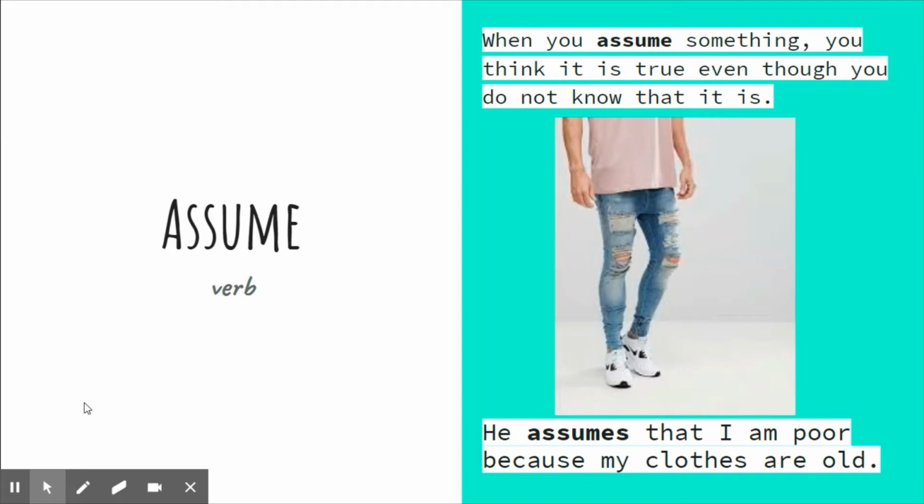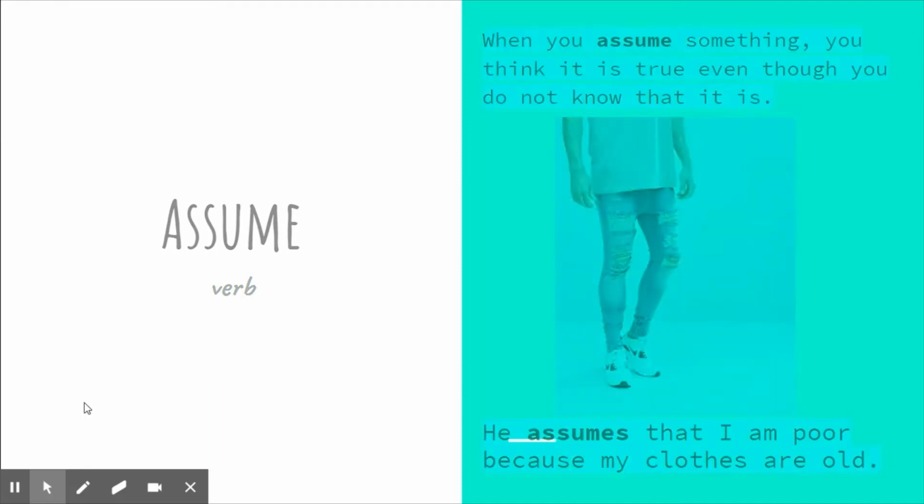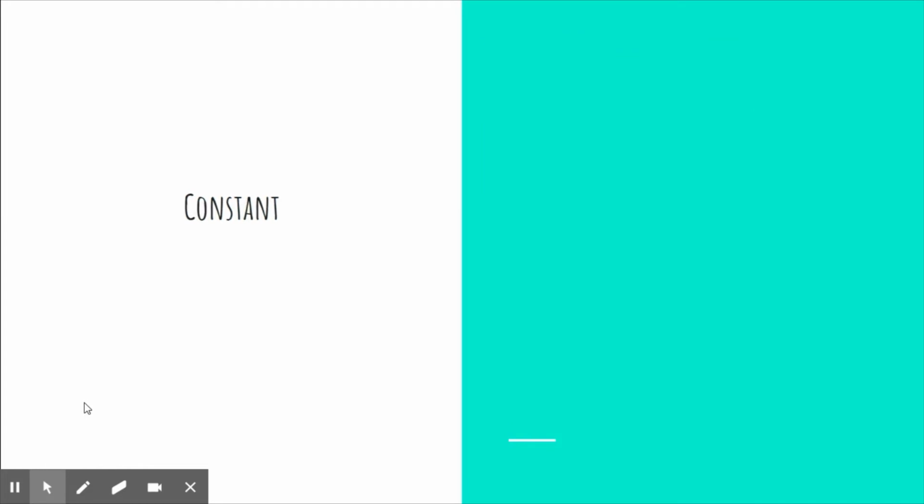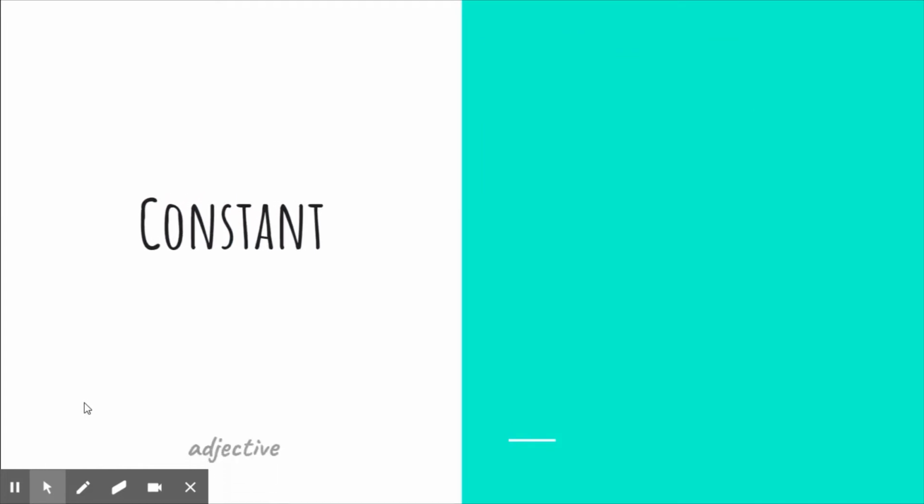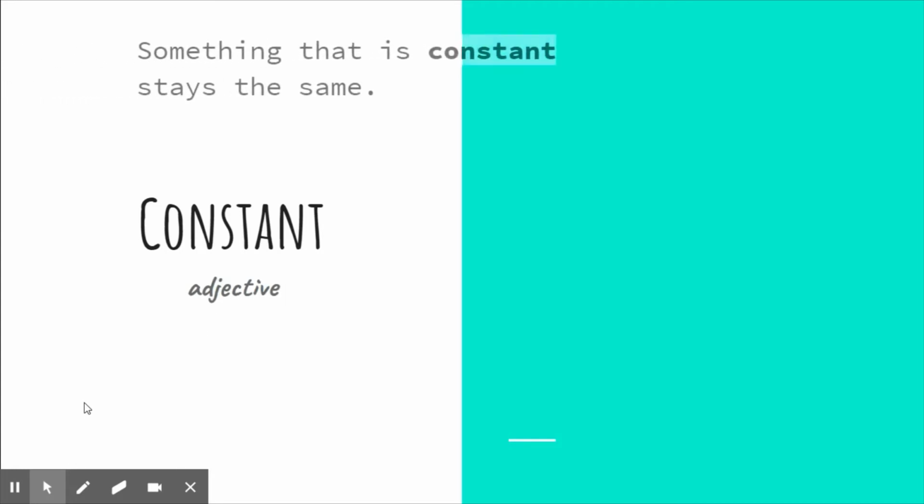And look at our illustration and look at the sentence that I have here for you. He assumes that I am poor because my clothes are old. Let's read it together. He assumes I am poor because my clothes are old. Okay, friends, let's go ahead and look at the next word, and that one is constant. Let's go ahead and read it together. Constant. One more time. Constant.